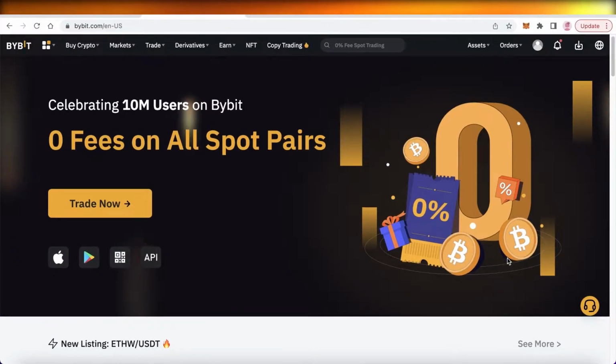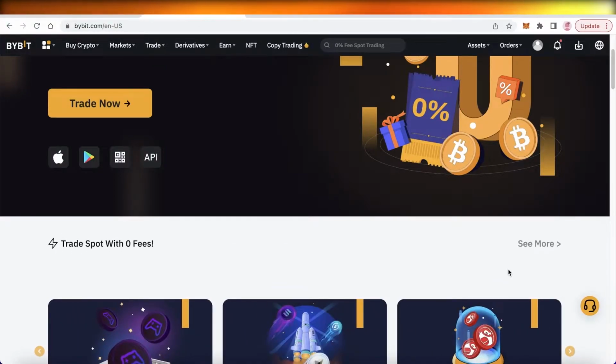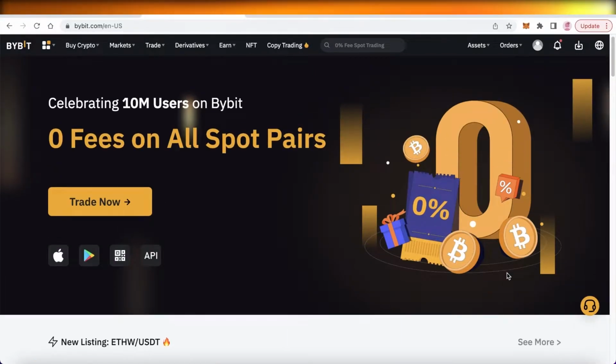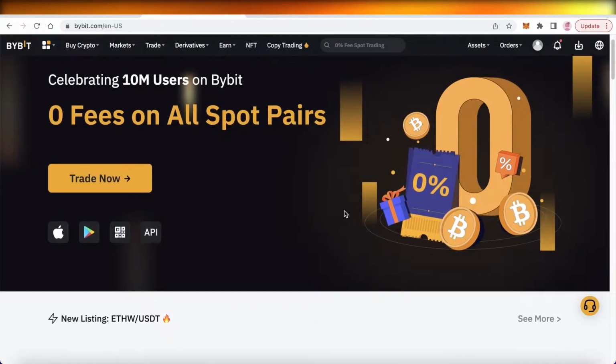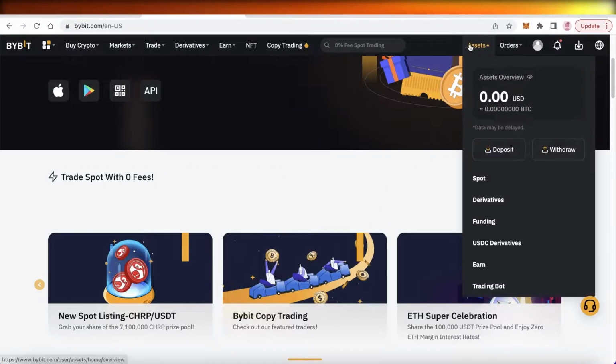Today we will be taking a look at how you can do leverage or futures trading on Bybit simply and easily. So let's get into it. Now the first thing that you're going to do is log on to your Bybit account and go into your assets.